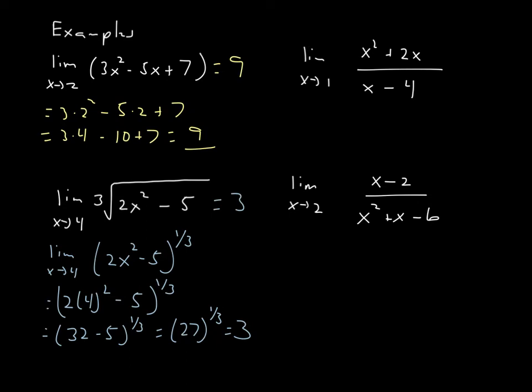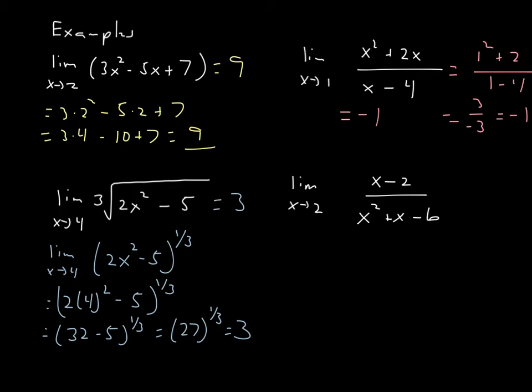Next one, we have the limit as x approaches 1 of x squared plus 2x over x minus 4. And again, in this case, we can just plug that 1 in. And when we do that, this will be equal to 1 squared plus 2 times 1 over 1 minus 4, which will be 3 over negative 3, which is negative 1. So in this case, this limit here is negative 1.